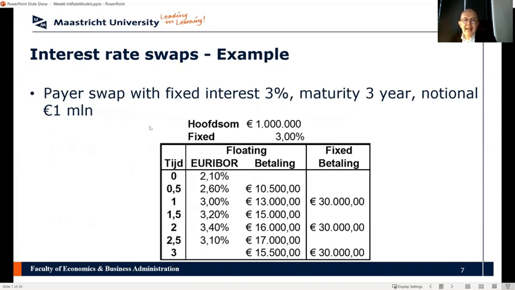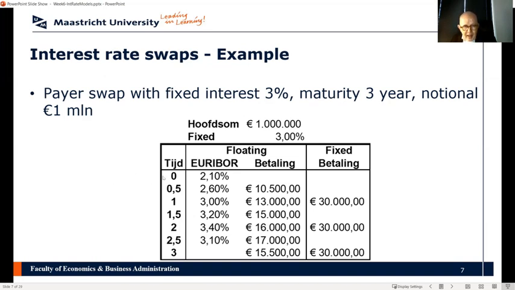Let's take a look at a toy example. Suppose we enter into a 3-year swap with a fixed interest rate percentage of 3% and a notional of 1 million. So how does it start?